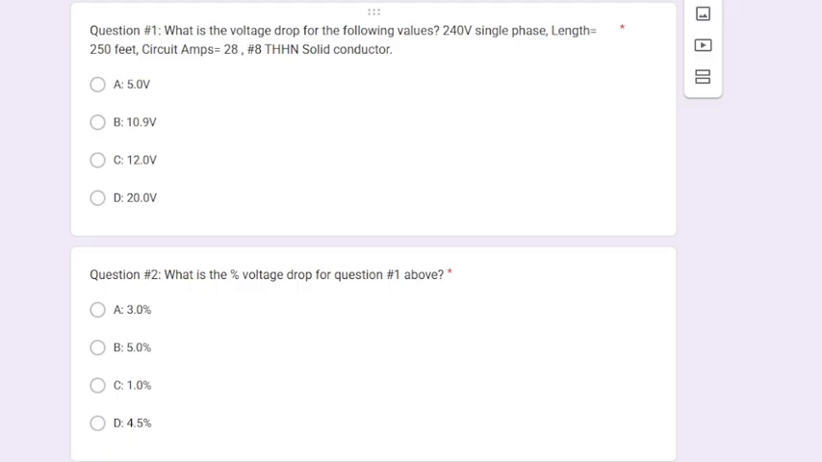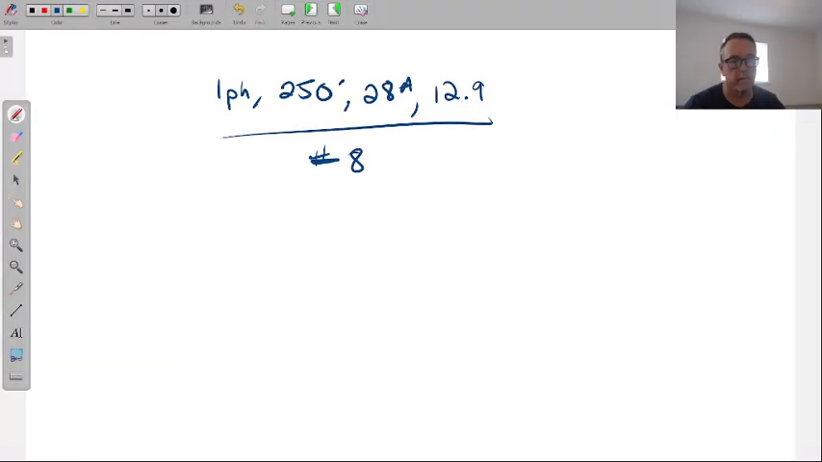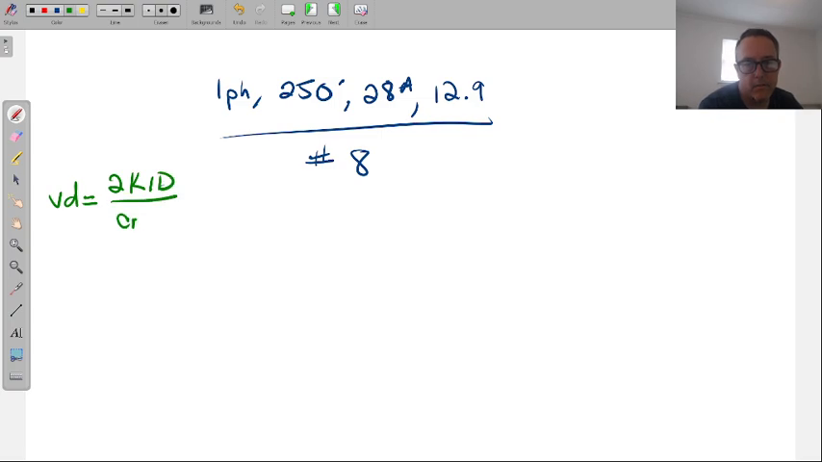All right, now I'm going to just come over here, and there we go. This is how we'll have the question, which again I guess I'll put the formula here. Voltage drop equals 2 K I L divided by the circular mils. So that's what we have up top.